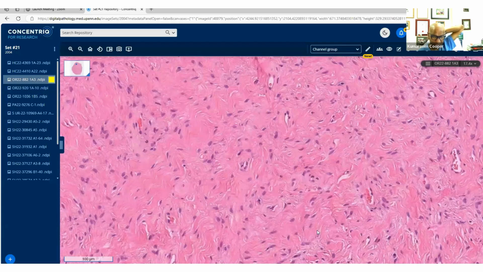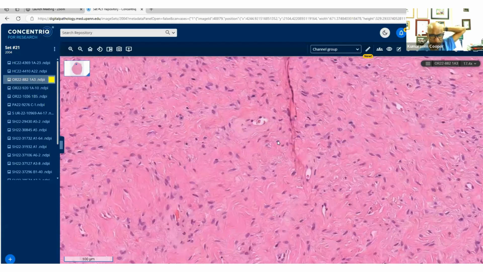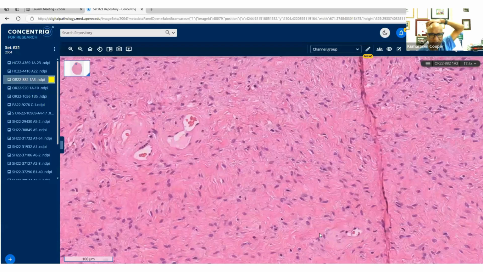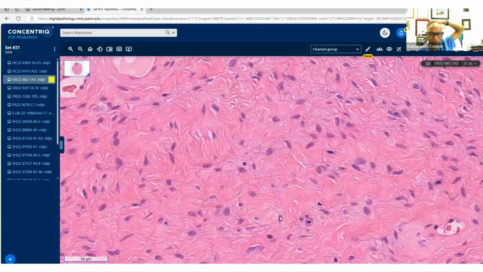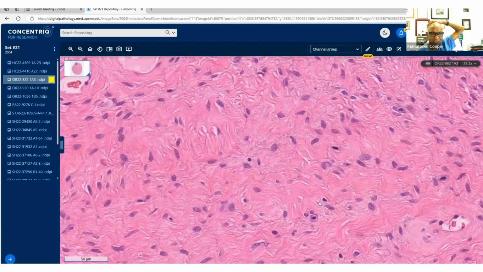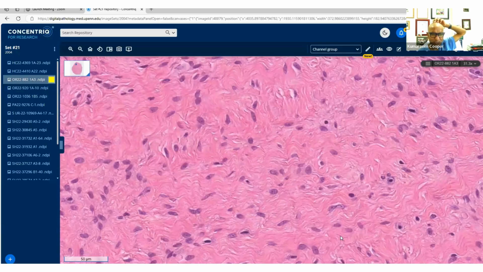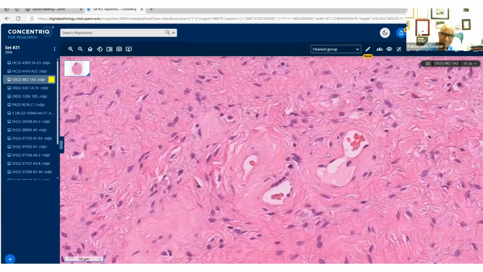When I was a young registrar, we used to use the word higgledy-piggledy, and that's what these nuclei look like. They don't have a particular pattern. In SFT, solitary fibrous tumor, they use a patternless pattern. There's these vessels popping up again.